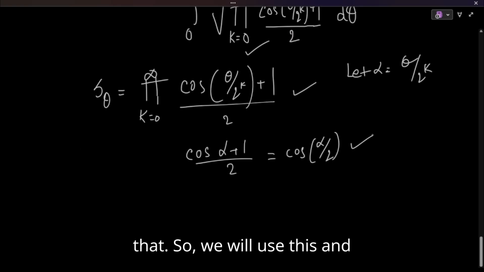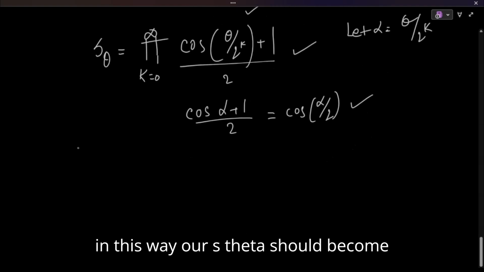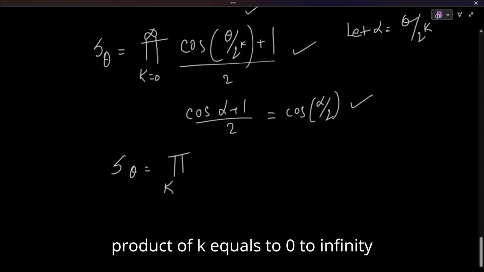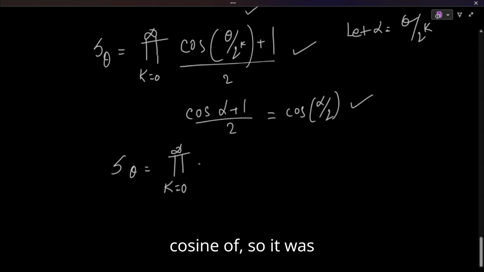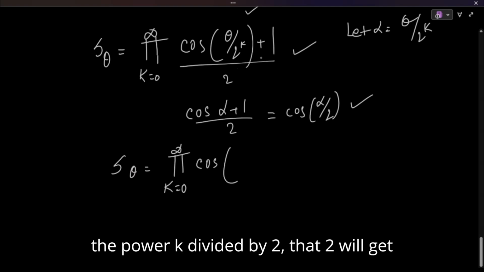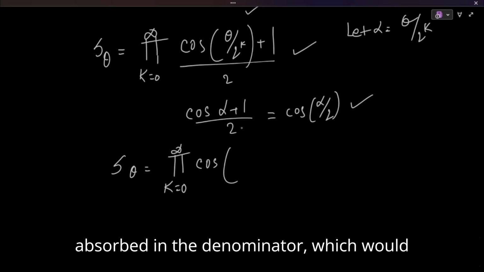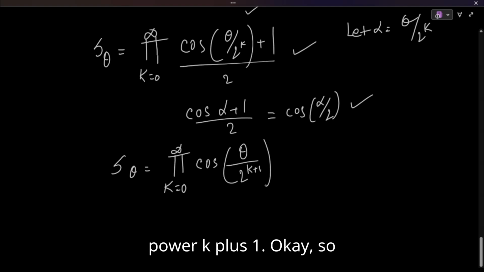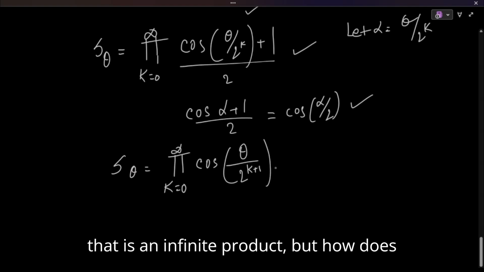So we will use this, and in this way our S(theta) should become the product for k equals 0 to infinity of cosine of alpha by 2, so it would be theta by 2 to the power k divided by 2. That 2 will get absorbed in the denominator, which would result basically in theta upon 2 to the power k plus 1. Okay, so that is an infinite product.